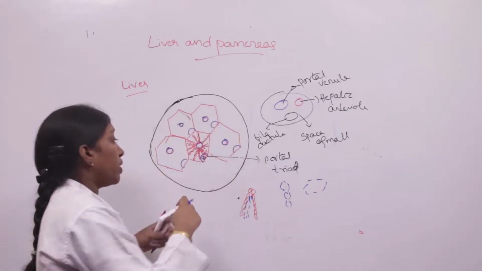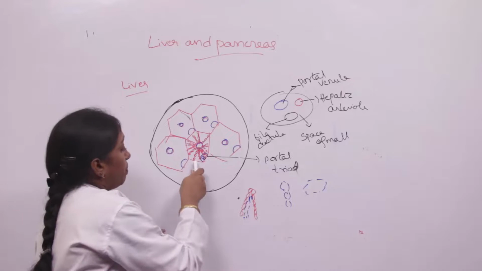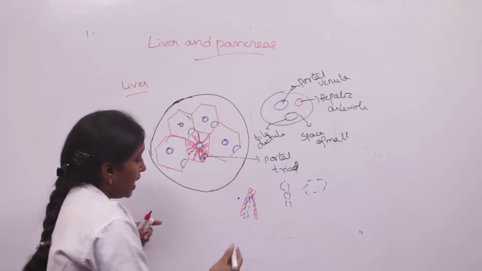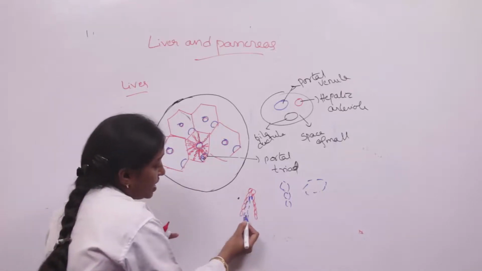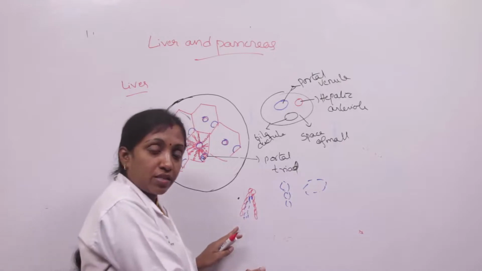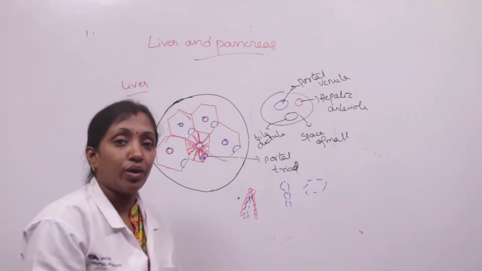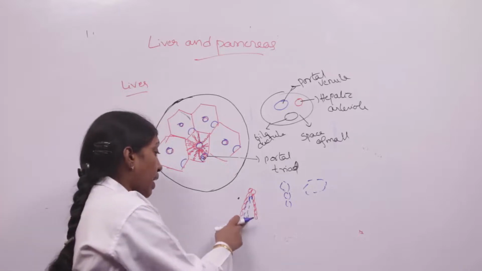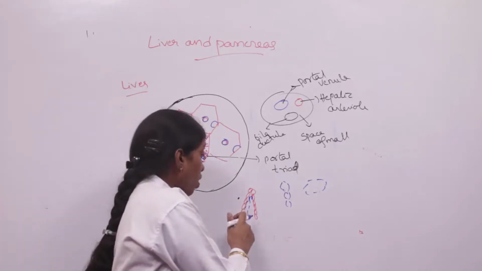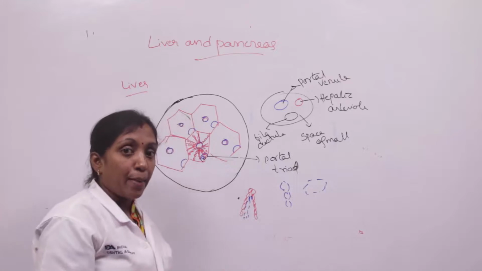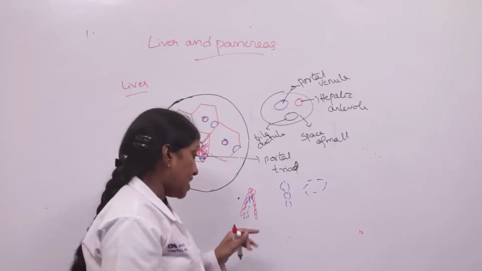So the blood from the portal venule and hepatic artery passes through the hepatic sinusoids. Here, the liver cells come in direct contact with the hepatic sinusoids. Thus it is able to screen all the substances present in the portal vein, the hepatic artery, as well as the bile duct.